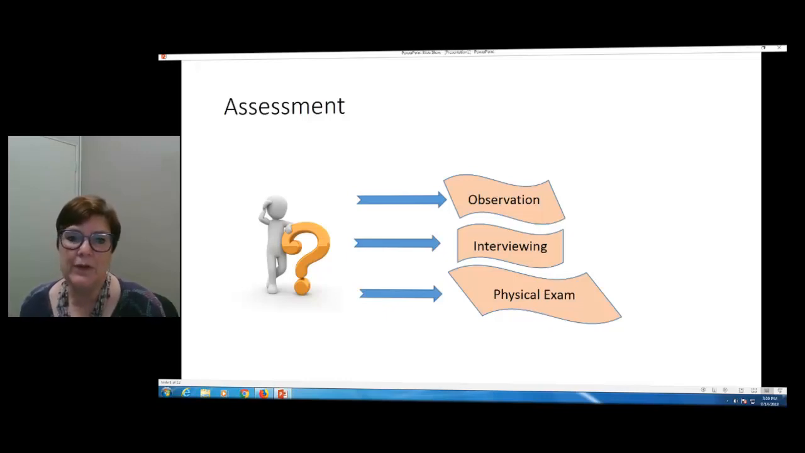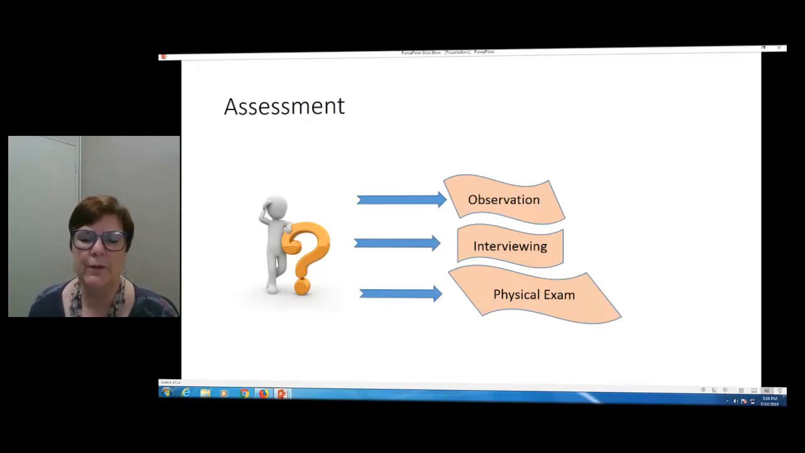So we're going to use skills of observation for assessing. When we're getting ready to send them home, we're going to send them home perhaps on a medication that's kind of costly. So we're going to be interviewing to find out, okay, can you afford this? Can you afford this medication? If not, we may have to think of something else.